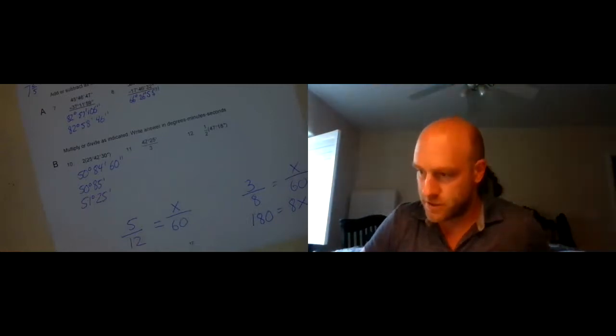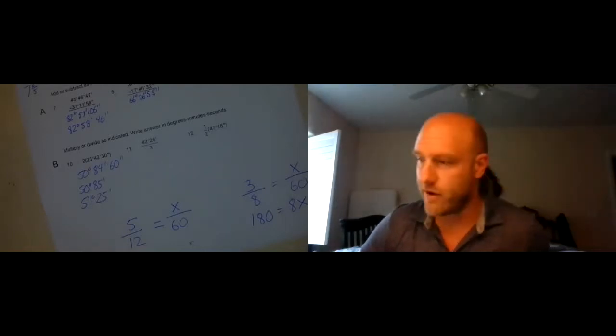The other way, again, just kind of doing it as you go. 30 times 2 is 60. Okay, carry that one over.